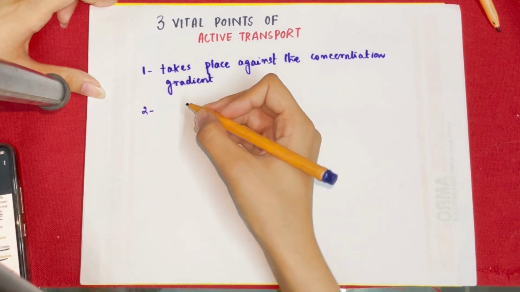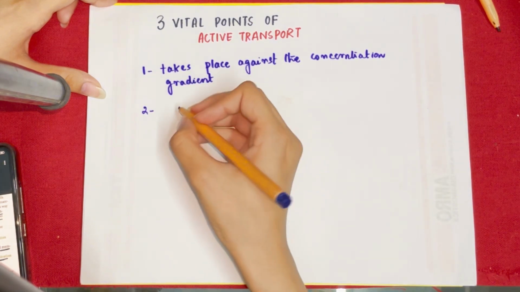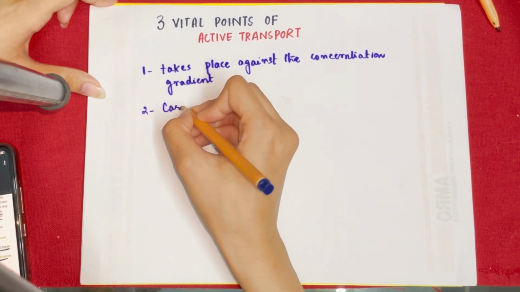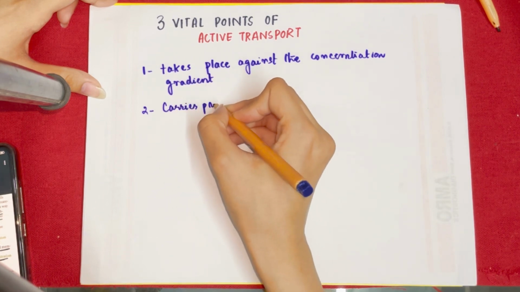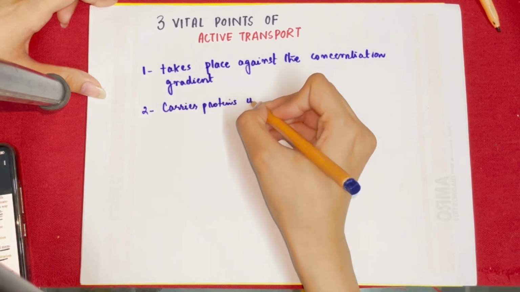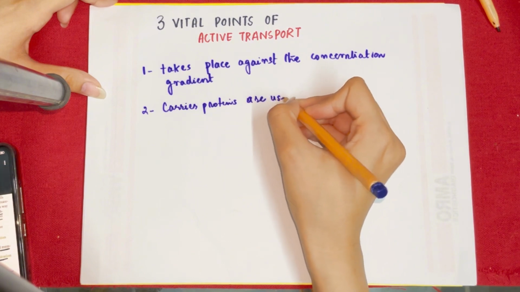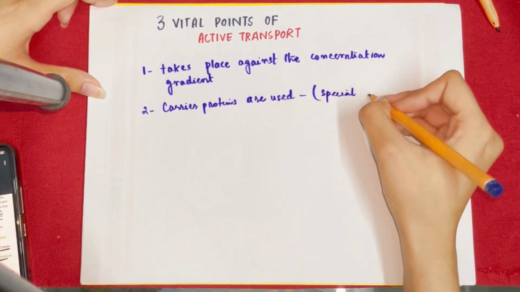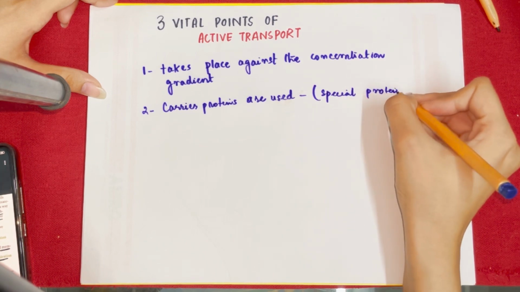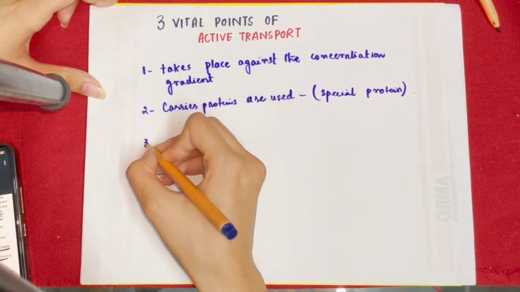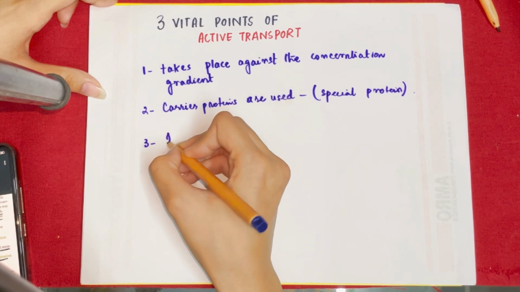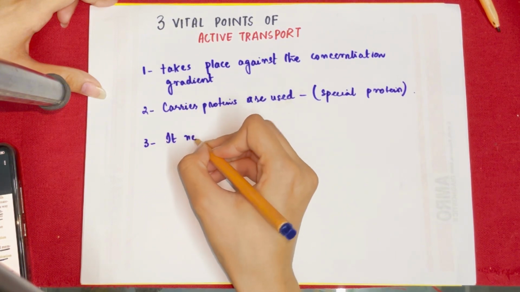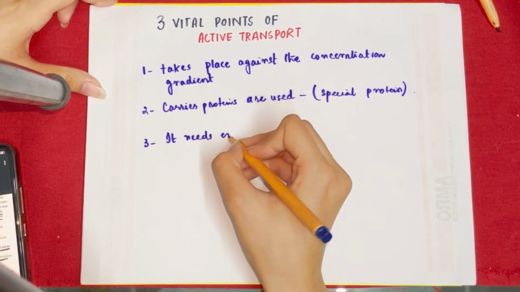The second point says that it uses a specific protein in the cell membrane, that is, the carrier proteins. That means carrier proteins are used in the process of active transport, which are special proteins in the language of biology. The third pointer says that it needs energy. Energy is required for the process of active transport.